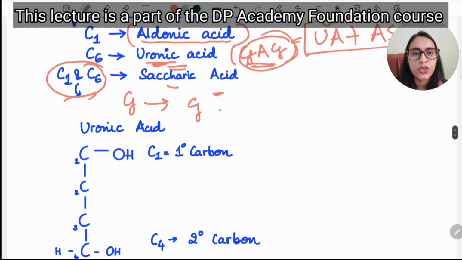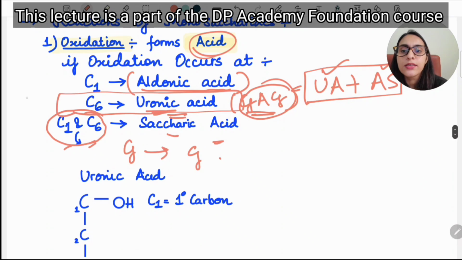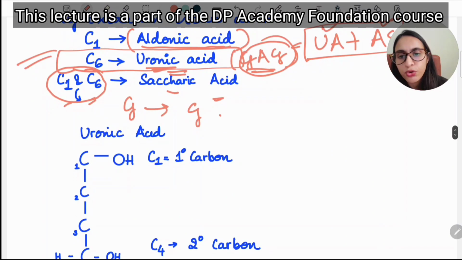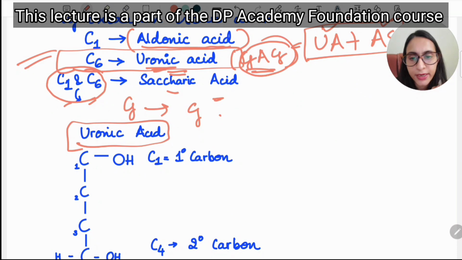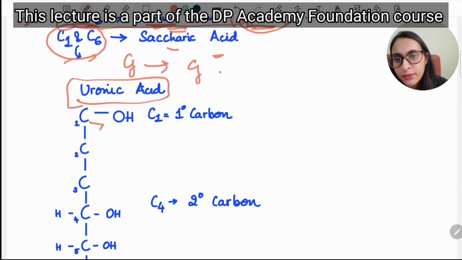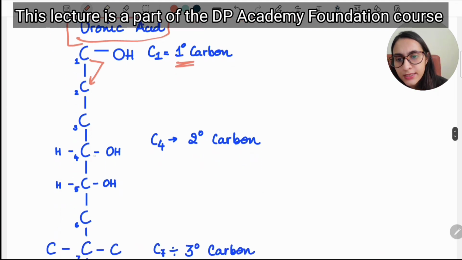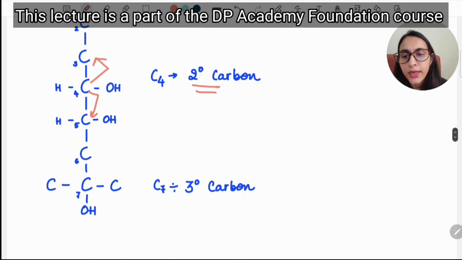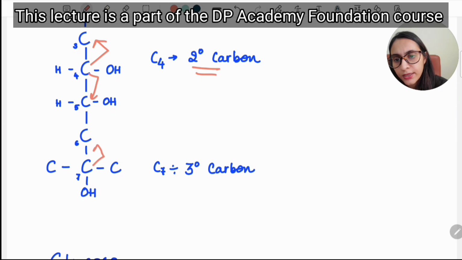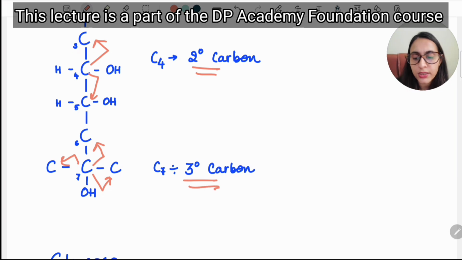If you see the uronic acid structure, I already told you uronic acid occurs when the oxidation occurs at carbon atom 6. Oxidation forms acid, and reduction of a monosaccharide forms alcohol. If you see the structure, at the first carbon atom, this carbon is attached to only one carbon atom, therefore it is known as a primary carbon. Carbon 6 is attached to 2 carbons, therefore it is known as a secondary carbon. Carbon 7 is attached to 3 carbons, that is why it is known as a tertiary carbon.